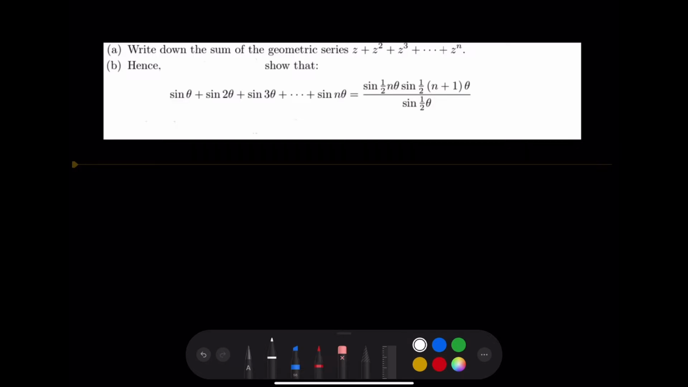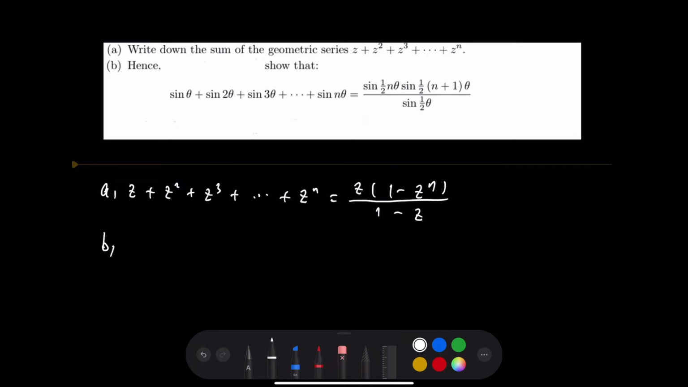All right, let's start. Question A is the same as the sum of a GP, so I'm just going to write down my formulas. z plus z squared plus z cubed all the way to z to the n is equal to z times (1 minus z to the power of n) over (1 minus z). This is very easy. It's done.